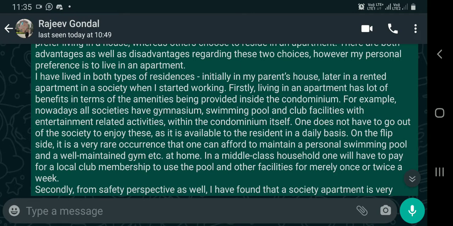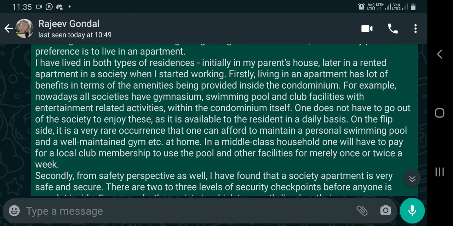For example, nowadays all societies have gymnasium, swimming pool, and club facilities with entertainment related activities. There's no need to say with entertainment related activities.